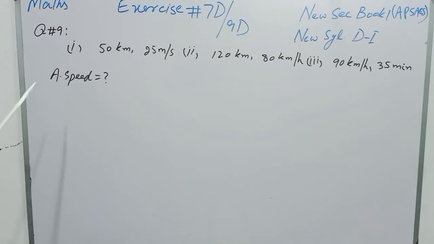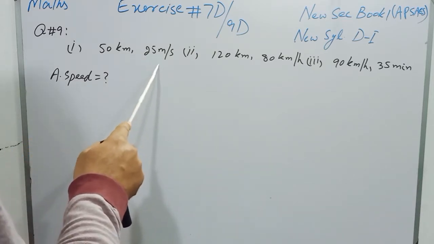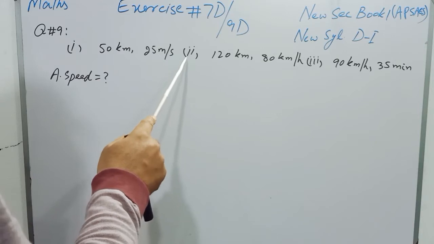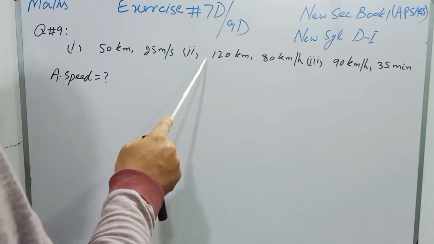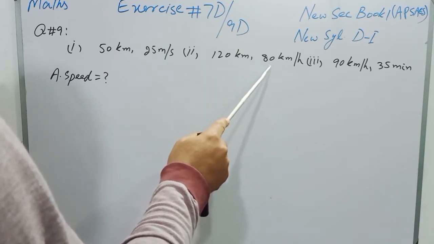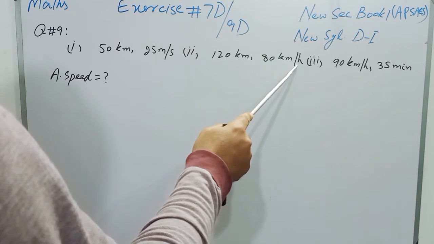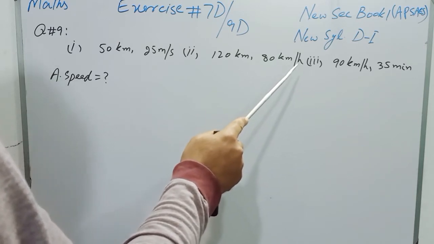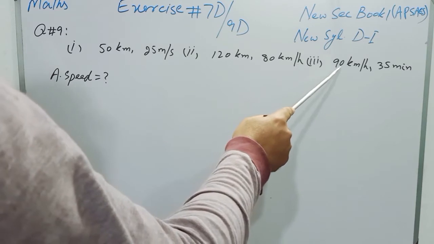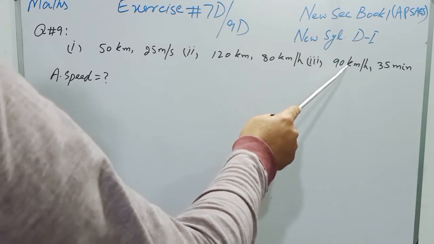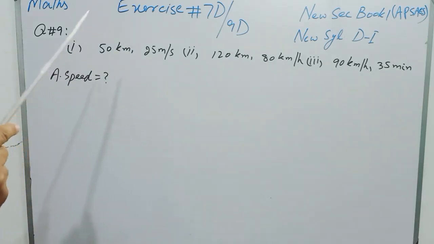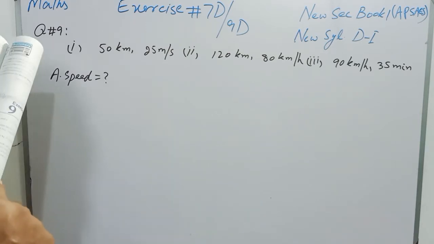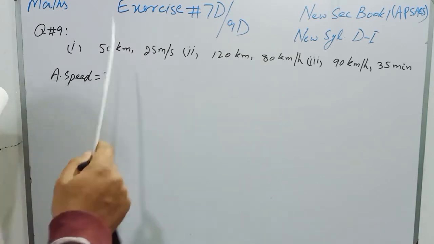A car travels the first 50 km of its journey at an average speed of 25 meters per second, and next 120 km with an average speed of 80 km per hour, and the last part of the journey with the average speed of 90 km per hour for 35 minutes, and we have to find the average speed of the entire journey in kilometer per hour.